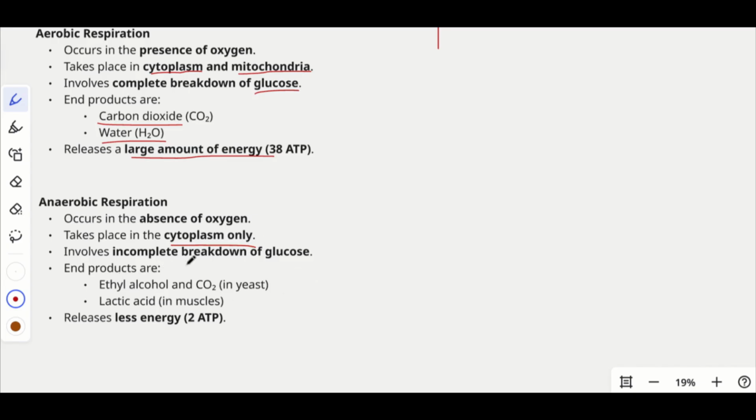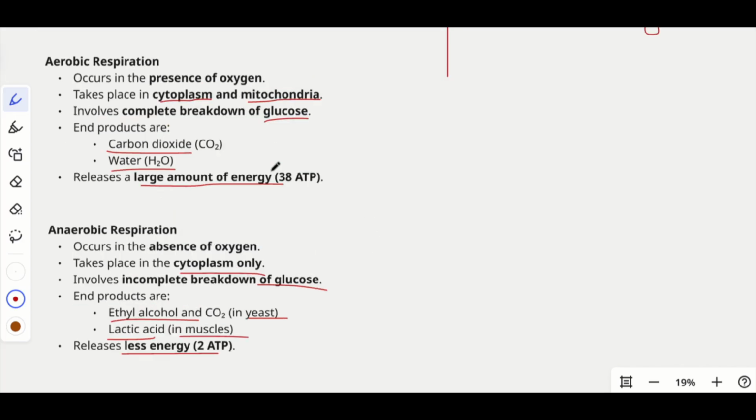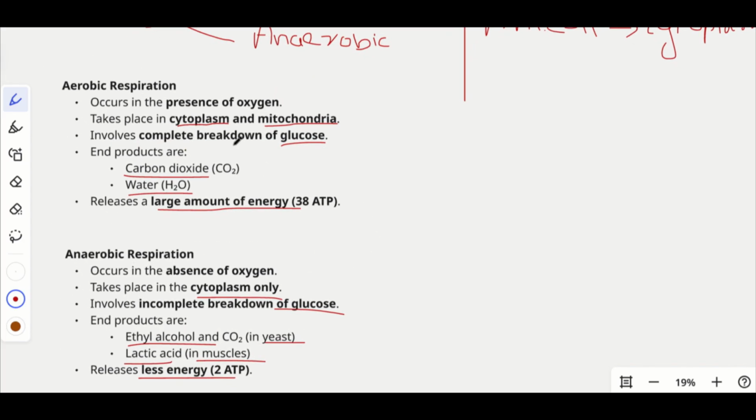It involves the breakdown of glucose, and the end products will be ethyl alcohol in yeast and lactic acid in muscles. It releases very little energy, that is 2 ATP. You might be confused about why these things occur and how, so let's make it a little more detailed and explain it with the help of a diagram. I'm sharing one diagram to make this easier to understand.